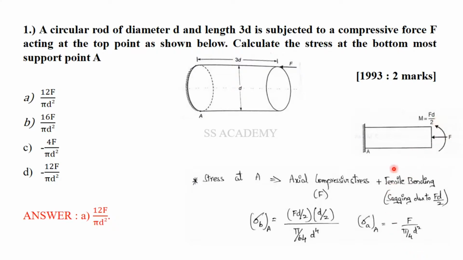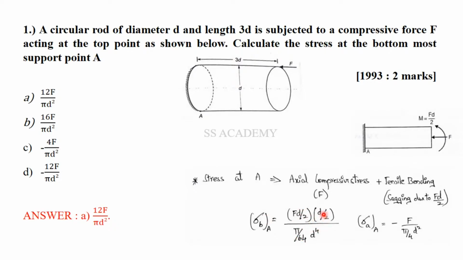While this bending will be causing a tensile loading in the bottom fiber and a compressive loading on the top fiber. So since it is tensile bending, it is positive. So moment into y, that is distance of the fiber. Actually it is the bottommost fiber, so the distance of this fiber from the centroid is d by 2, divided by the moment of inertia of this cross section, which is pi by 64 d power 4. We know that sigma b by y is equal to M by I. So sigma b is equal to M into y by I.